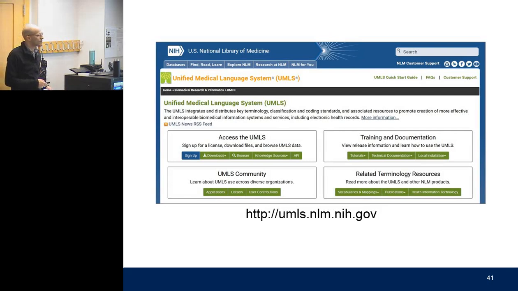In terms of access, this homepage at the National Library of Medicine, which is part of the NIH, again, is going to be your best starting point. That's where you're going to be able to download the files and also get at some training and documentation and engage with the user community.